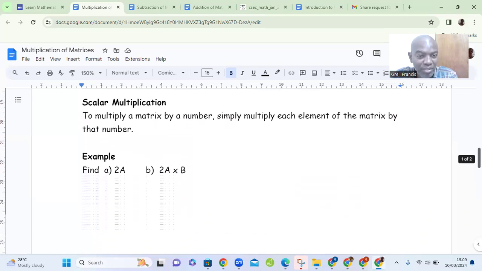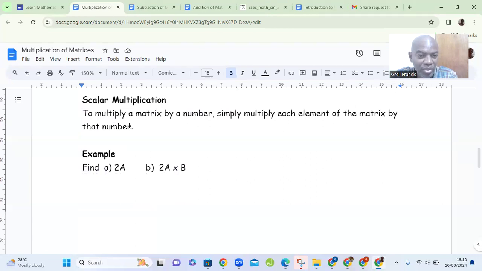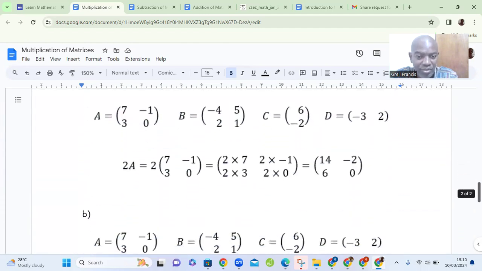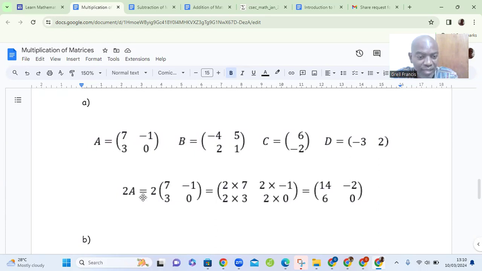Now, scalar multiplication. Scalar multiplication is basically when you multiply a matrix by a number. Simply multiply each element of the matrix by that number. If there's a number outside of a matrix, each element must be multiplied by that number, like you distribute that number to all the elements inside the matrix. Here you have examples. So 2 by the matrix: you multiply 2 by 7, by -1, by 3, by 0. Here it is, and you have 14, 6, -2, and 0.